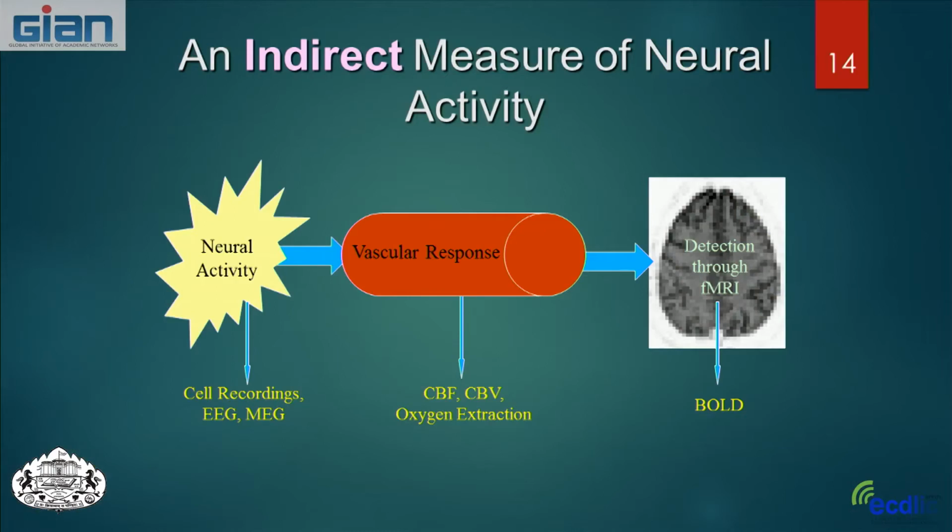Okay, so we have to remember, though, that the bold signal is an indirect measure of neural activity. So we're having this neural event that's occurring, and we're measuring the bold signal. But in between these two, we have this vascular response. So we're not actually looking at a direct measure of neural activity. We're looking at an indirect response to the neural activity. So we have to be careful in the types of conclusions that we infer from this data, because we remember that it's not a direct response.